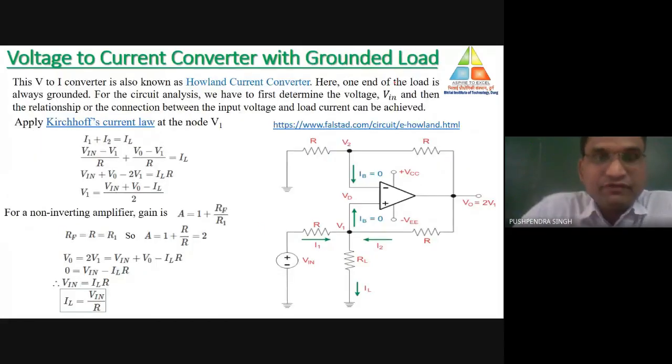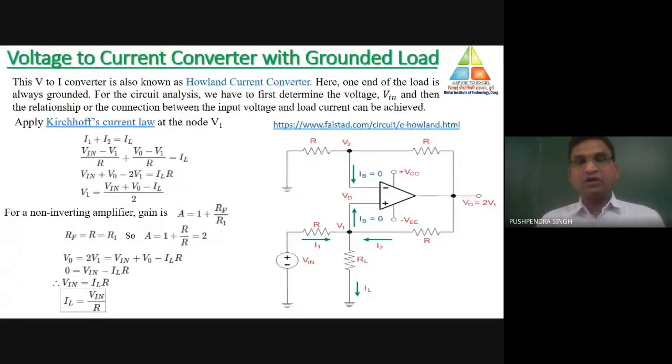Now moving further to the second type of voltage to current converter. The second type is voltage to current converter with grounded load. As I told you, in case of grounded load, one of the terminals of the load must be connected to ground. So here this is the load resistance, and one terminal of this load resistance is connected to ground. That's why it is a voltage to current converter with grounded load.